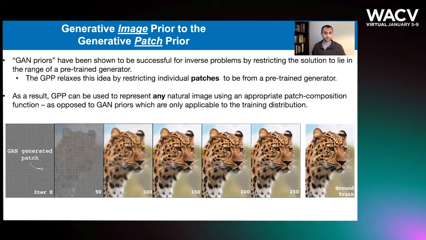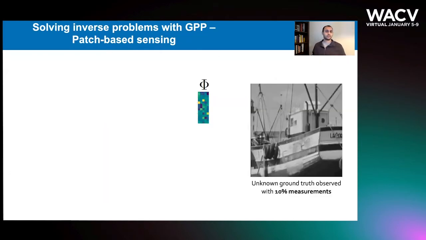As an example, we show this image in the paper where we show the optimization process for GPP at a compressive sensing measurement rate of 10%. And we see that we're able to recover high quality detail even by relaxing the prior to the level of patches. Essentially, we represent every image as a batch of patches. So the larger the image and the different aspect ratios, they can all be just treated as a batch of patches.